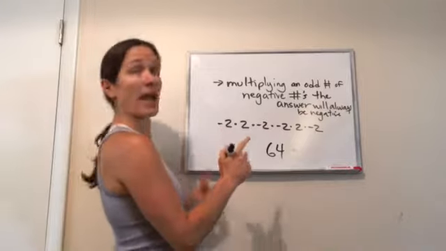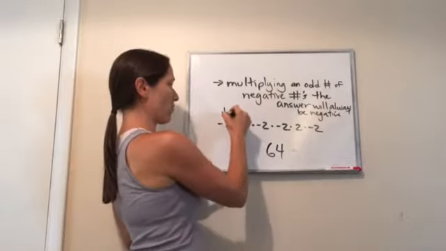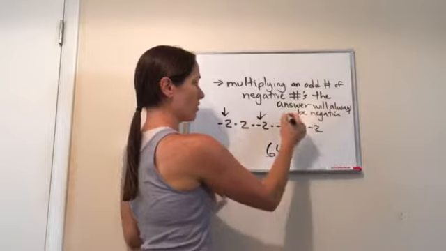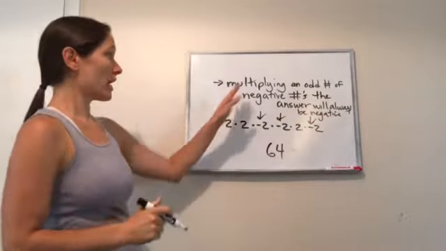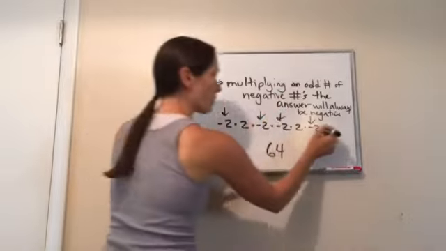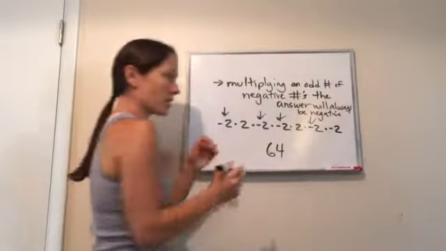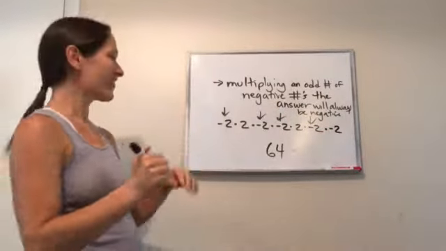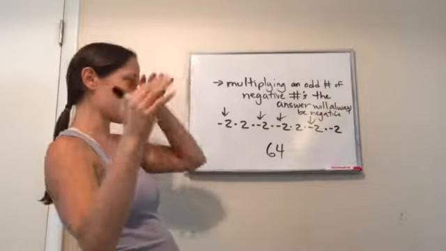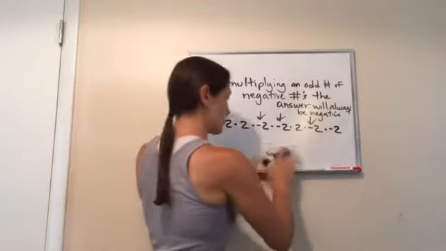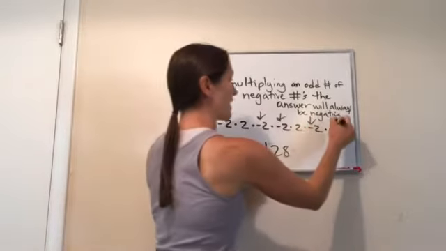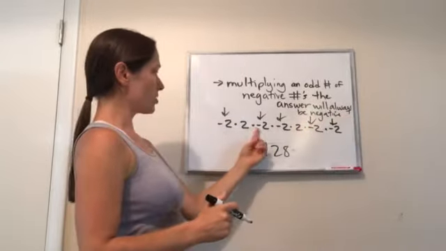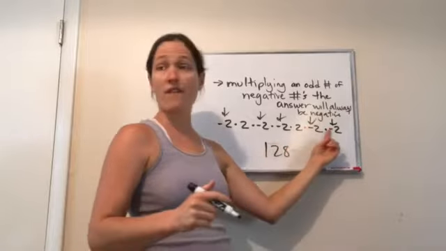Okay, now, how many negative numbers do I have? 1, 2, 3, 4. So, if I'm multiplying, let's add one more. It was 64. So 64 times 2 is 128, something like that. So this is 128. Okay? And so, how many negative numbers do I have? 1, 2, 3, 4, 5.